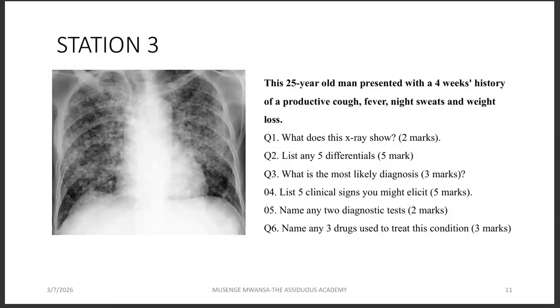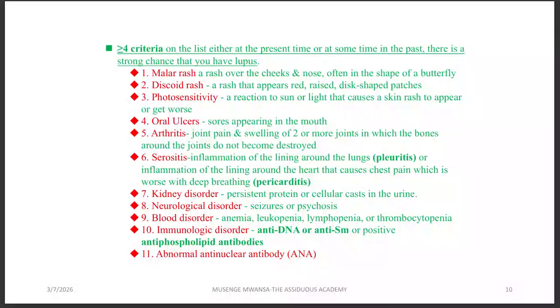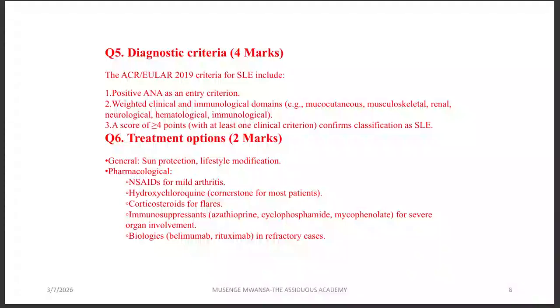Okay, station 3. The other question was talking about management. So for the treatment, basically you want to look at the complications. Give painkillers for pain, corticosteroids to reduce all the inflammation because the body is actually hyperactive. That's what is causing problems. The body is producing antibodies to fight against yourself. Okay, so very important. And then immunosuppressants. You can also give antibodies against the antibodies that the body is producing. So those are the biologics.